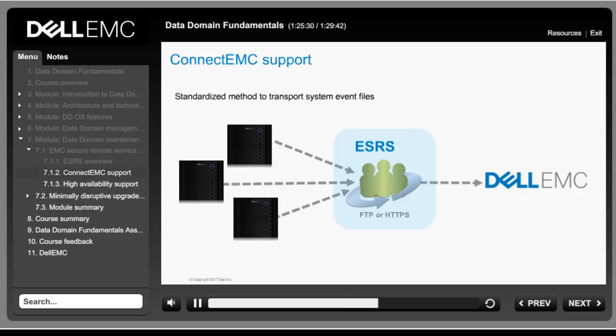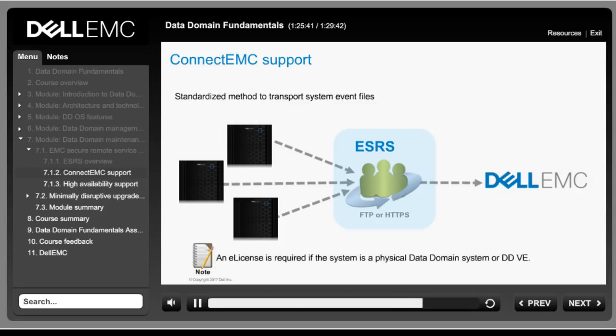Also, a usage intelligence report is generated. In general, there are auto support alerts and alert summaries sent to Dell EMC support. An e-license is required if the system is a physical Data Domain system or DDVE. Configure network security only for the ESRS gateway instead of multiple systems.